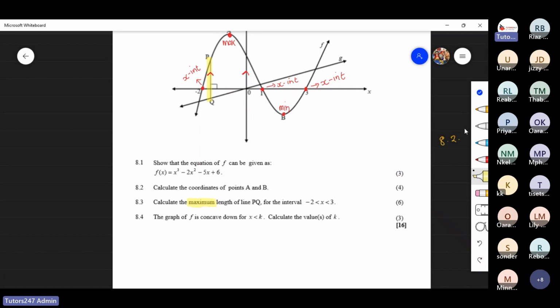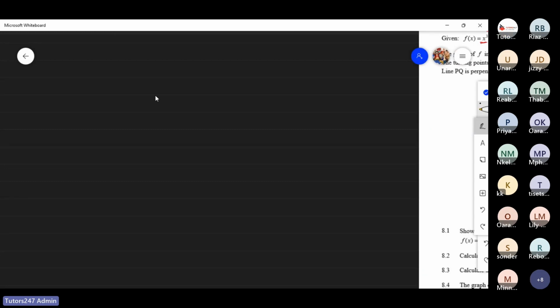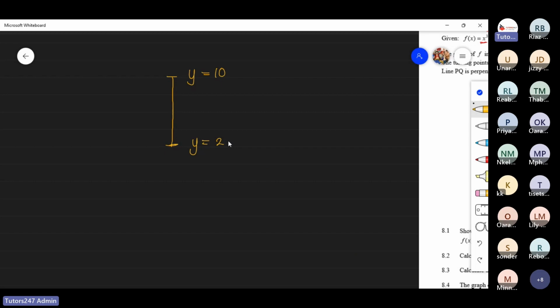So how do we find the equation of a vertical line? Let's do a quick example. Now, if we have this vertical line, let's say this has a y value of 10, and this part has a y value of 2. So this is our vertical line. Let's give it the same name, PQ. So we're only using this as an example. It's not the answer, it's an example.